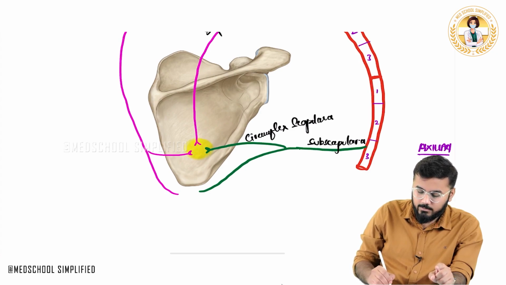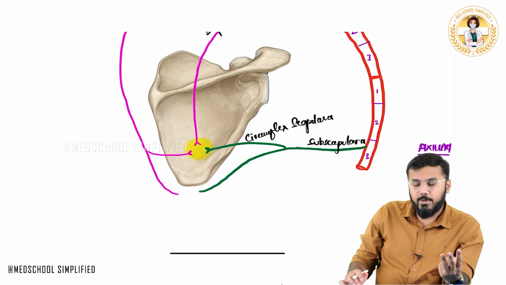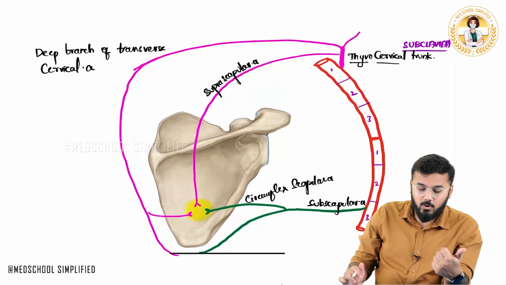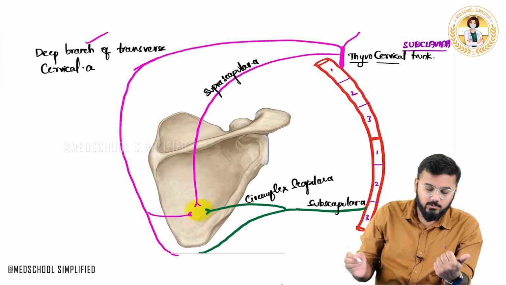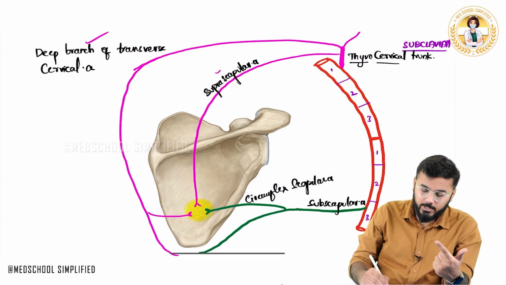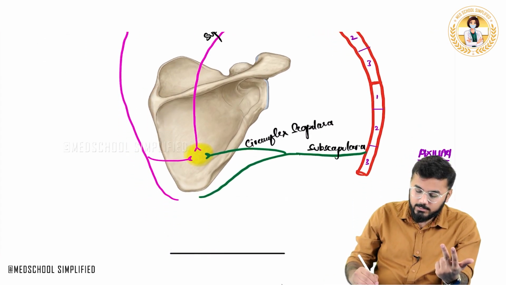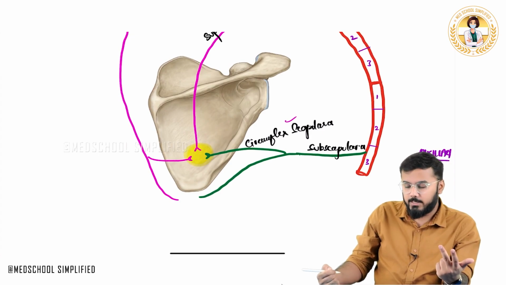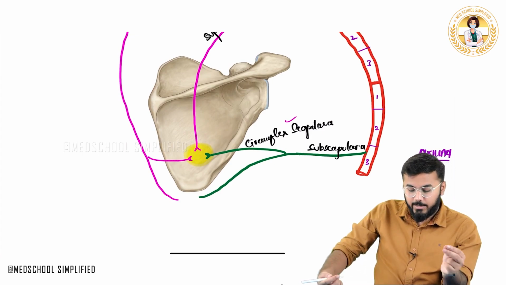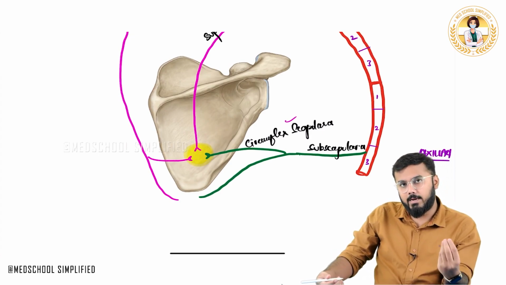So this anastomosis is present between three branches. What are those branches? One is called the deep branch of the transverse cervical artery. The next one is the suprascapular artery, and the third one is the circumflex scapular artery, which is coming from the subscapular artery. So these three branches join together to form an anastomosis.